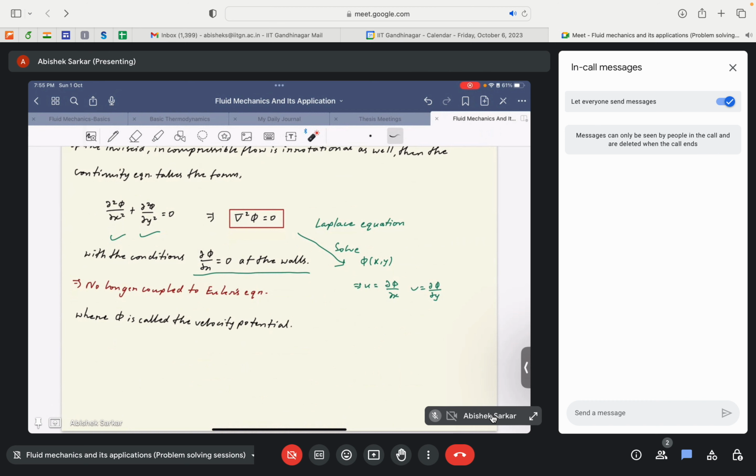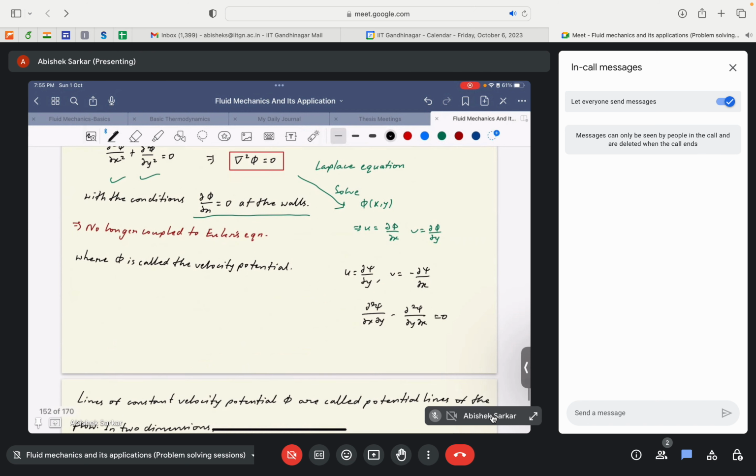But in the stream function, if you recall, u is equal to dou psi by dou y, and v is equal to minus dou psi by dou x. And if we substitute this in the continuity equation, we just get that this will inherently satisfy the continuity equation. But it does not give any conclusion. Psi is still not solved yet, right? To solve psi, we again need to substitute psi in the Navier-Stokes equation, which is again non-linear.